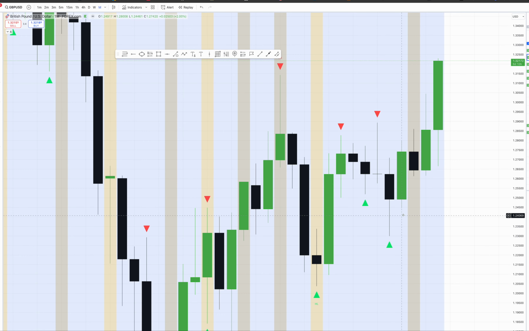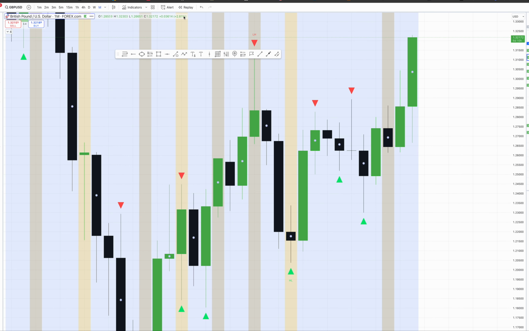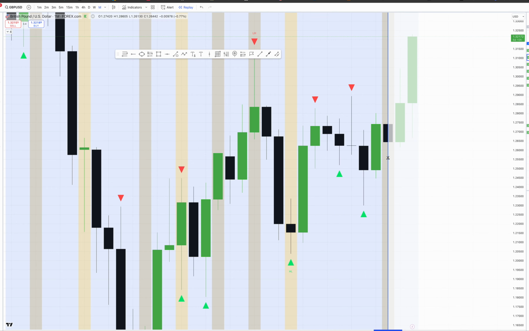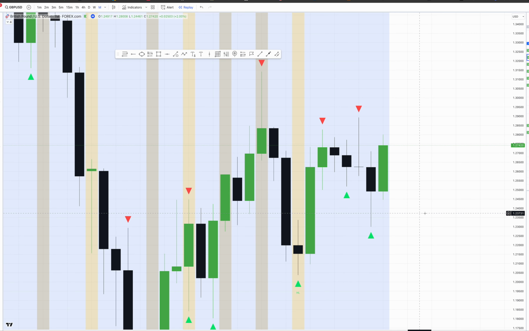You can see, so I could use this. Okay, I'll use this actually. So just to clarify, what is a rejection block? Well, a rejection block is when the open of this candle, so candle A or this candle, is the same as the close price of the previous candle, right?